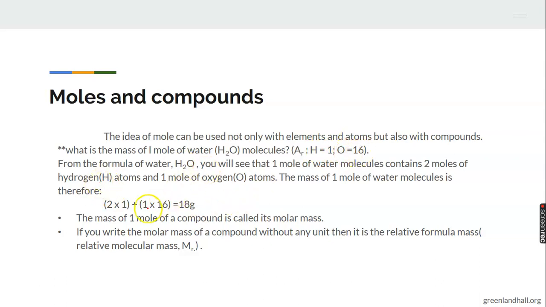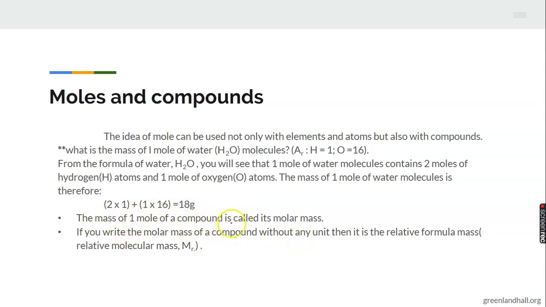When you do that, you have to do 2 times 1, because you have 2 atoms of hydrogen, and the relative atomic mass of hydrogen is 1. That gives you 2. 2 plus 16. You only have 1 atom of oxygen in a water molecule, so 1 times 16. Adding the two together will give you 18. That's the mass of 1 mole of water.